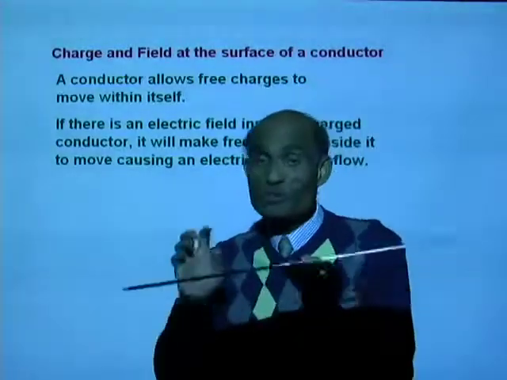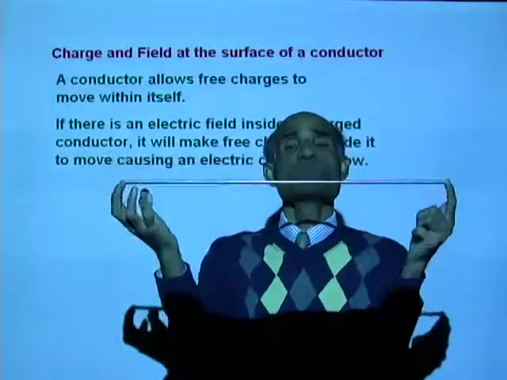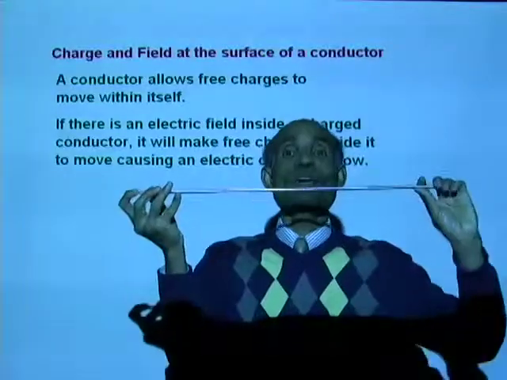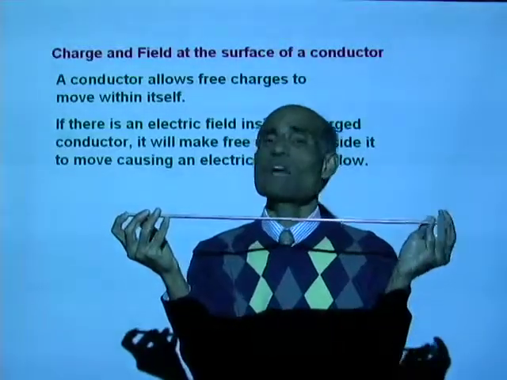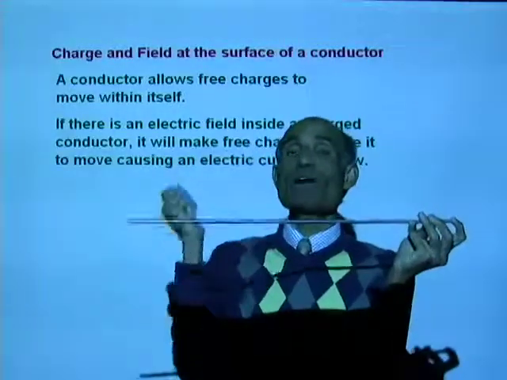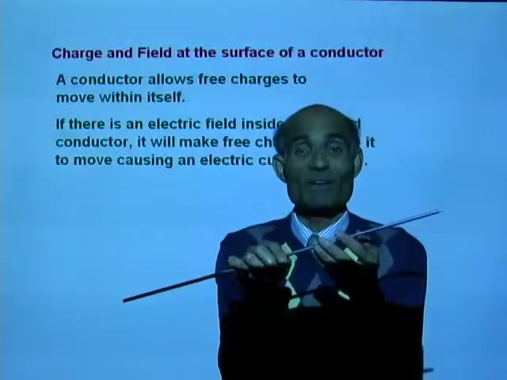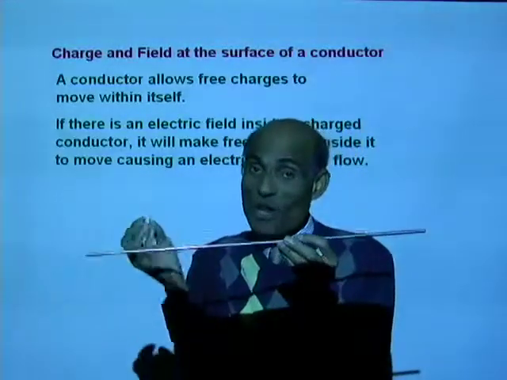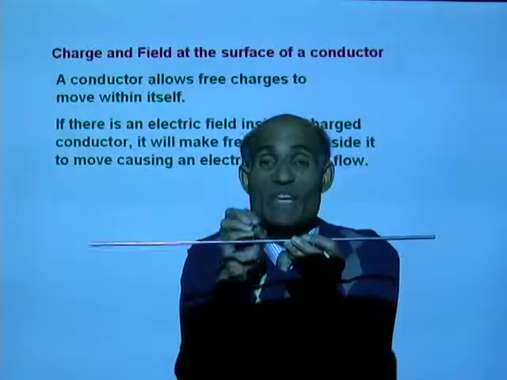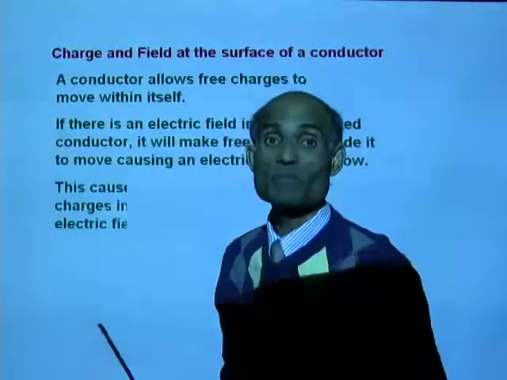Now, is this going to be true? If I place some excess charge on this aluminum rod, will there be electric current flowing in this? Well, I don't think so. Well, what does that mean? If there is no electric current, it means the charges are not flowing. And if the charges are not moving, it means there is no electric field inside the conductor. You see, that's a very simple conclusion.